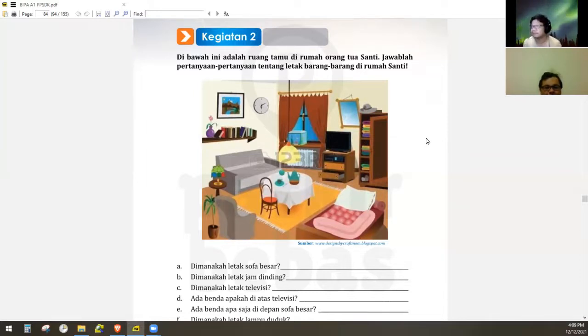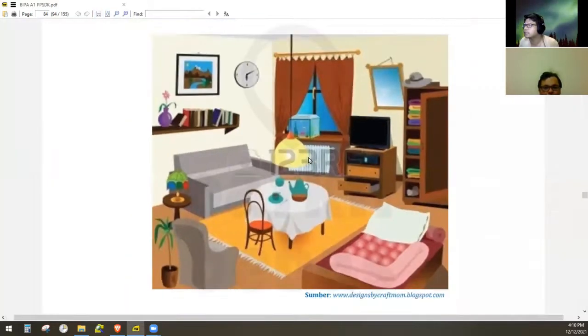Sofa besar ada di, atau ada ya? Di samping dingin. Samping, which one is it? Dingin. Dingin, you mean like the wall? The wall, dingin. No, you mean dinding? Dinding, yeah. Dinding or tembok.